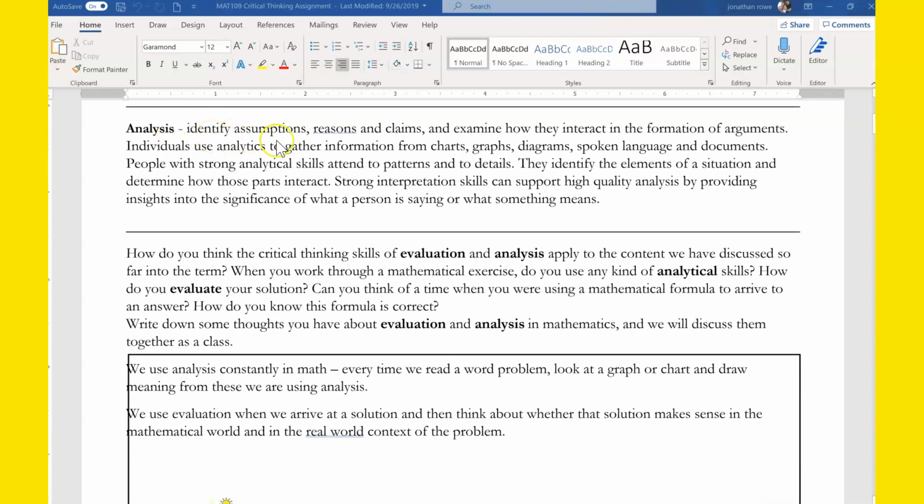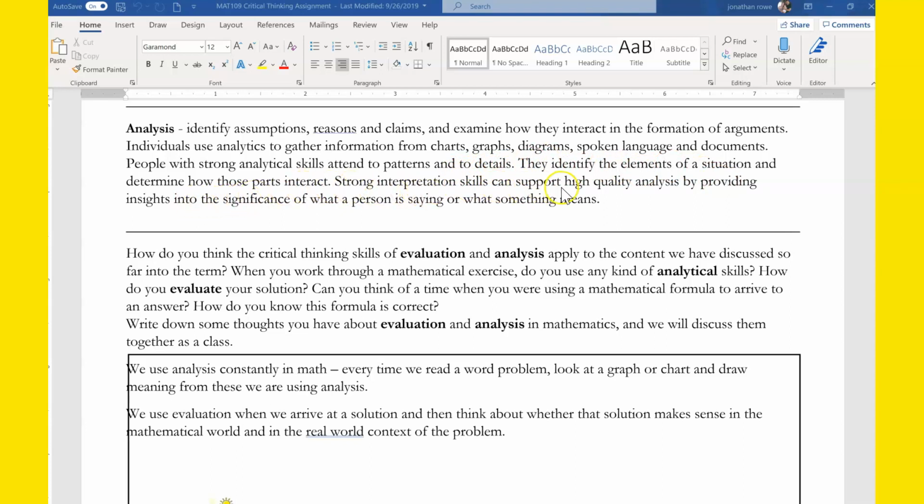In that skill, you identify assumptions, reasons, and claims, and examine how they interact in the formation of arguments. Individuals use analytics to gather information from charts, graphs, and diagrams, spoken language, and documents. People with strong analytical skills attend to patterns and to details. They identify the elements of a situation and determine how those parts interact.